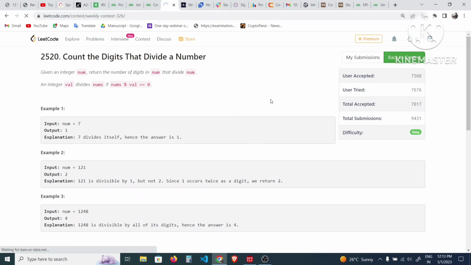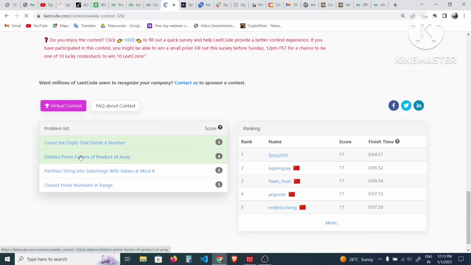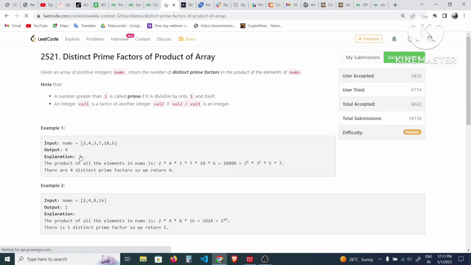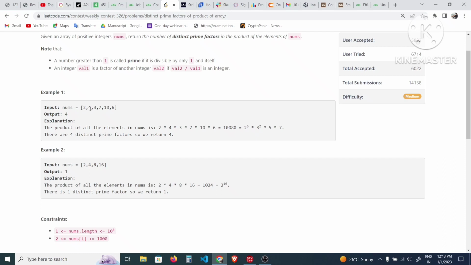Okay, yeah, this is the second question of today's contest. Given an array of positive integers, nums, return the number of distinct prime factors in the product of the elements of nums. So basically you have a given array, and you just need to count the number of prime factors in the number made by the product of all the numbers present in that array. You can see this from the example.